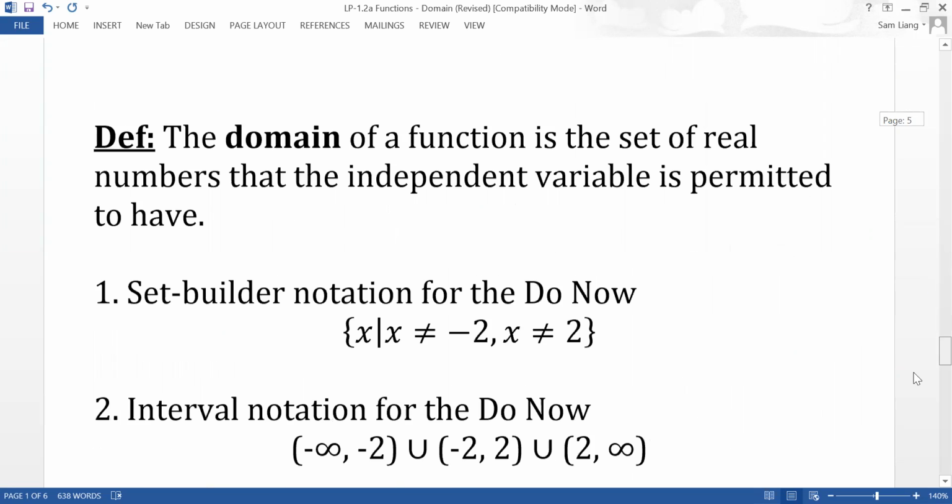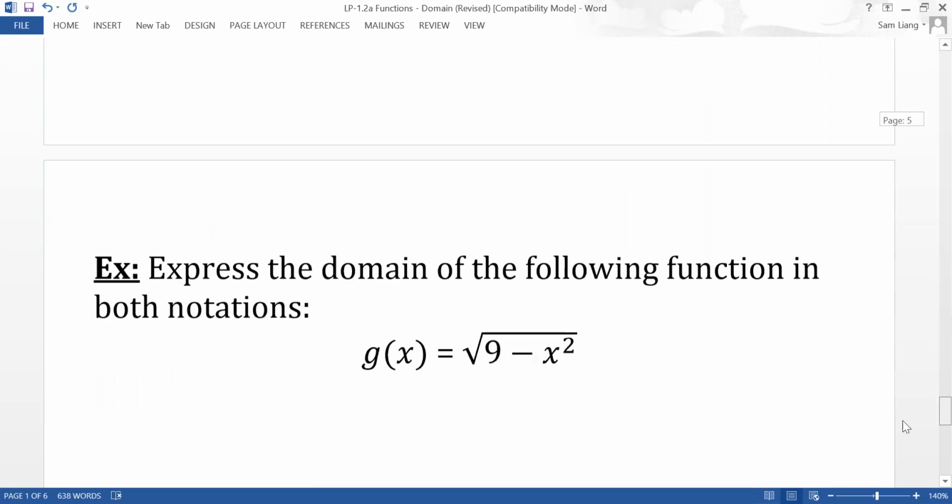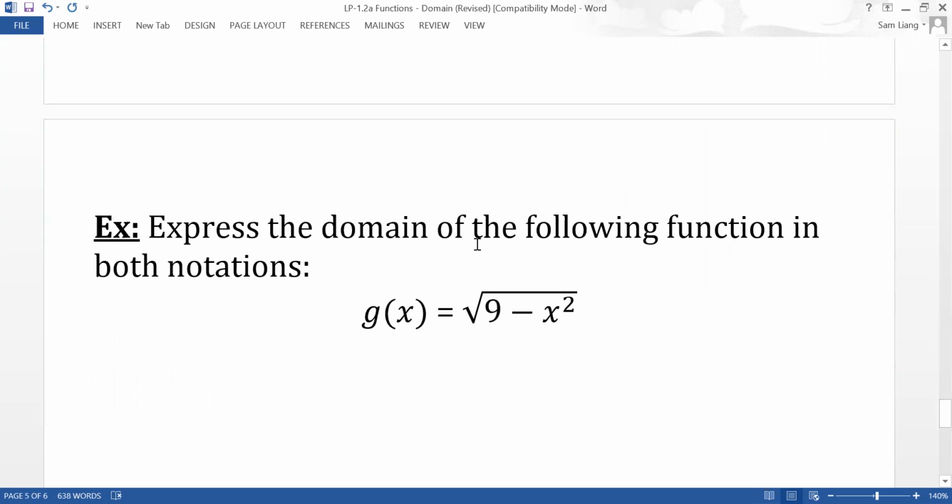All right, so this example here is: express the domain of the following function in both notations. By both notations, I mean set builder and interval notation, which we just saw. So this function is g of x equals square root of 9 minus x squared. So this is a classic domain question because of the square root, right, the radicand, the thing that's under the square root. So radicand, that's just a fancy word for whatever's under the root. Doesn't have to be a square root.